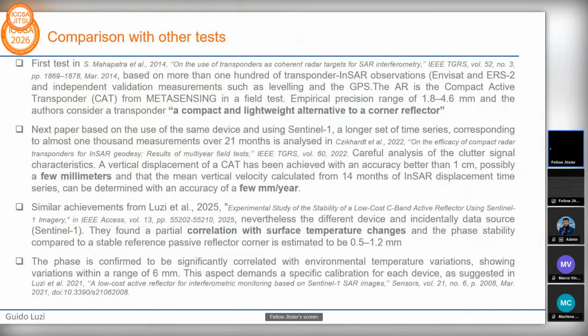So, of course, this data has been compared to the experience of other researchers. In particular, this is another device developed by a company, and basically we obtain very similar results, because in the first paper, dated 2014, they obtained 1.8 to 4.0 millimeters. So they finally assessed it as a compact, lightweight alternative to common reflectors. This is a very strong statement. The same occurred with other results.